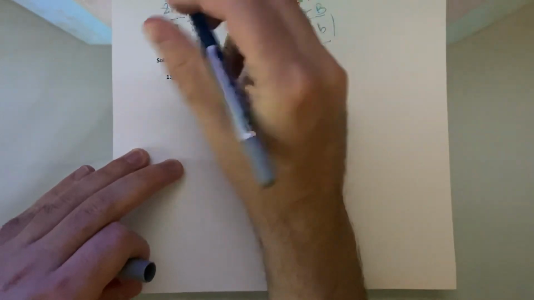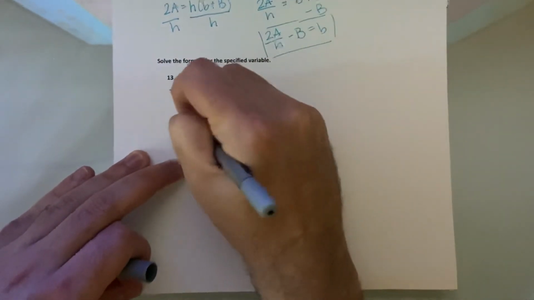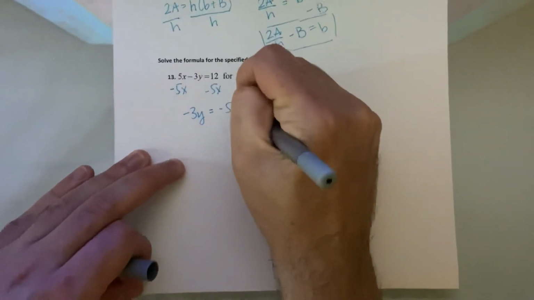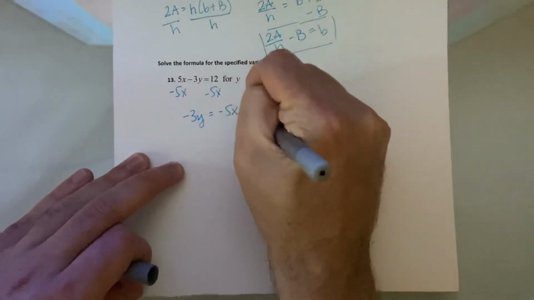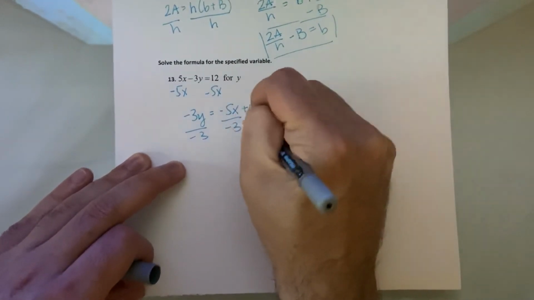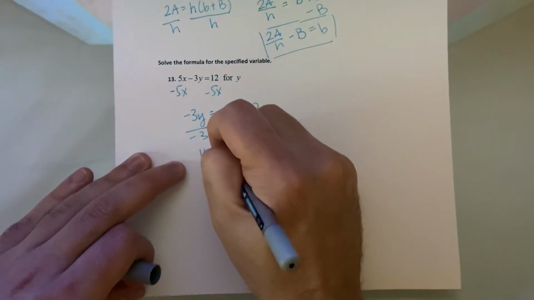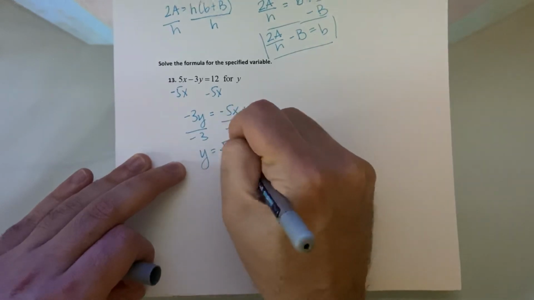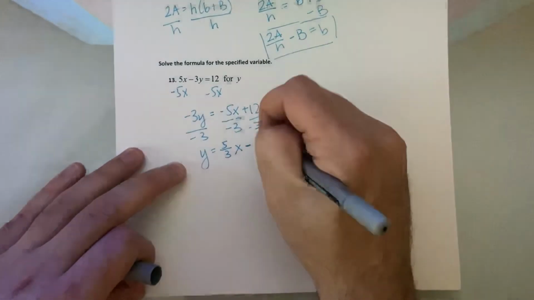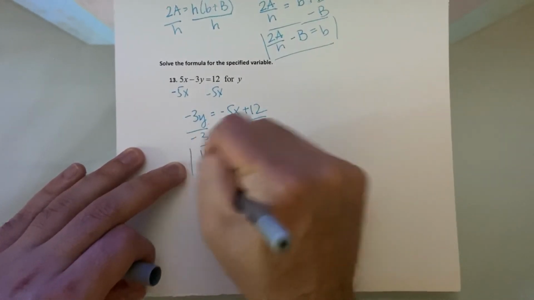I would like y by itself, so I need to move the x to the other side. So we have negative 3y equals, I'm going to put it in front of the 12, negative 5x plus 12. Divide by negative 3 to all parts. And we get y equals negative divided by negative is positive, 5/3 x. Positive divided by negative is negative, 12 divided by 3 is 4. So we get y equals 5/3 x minus 4.